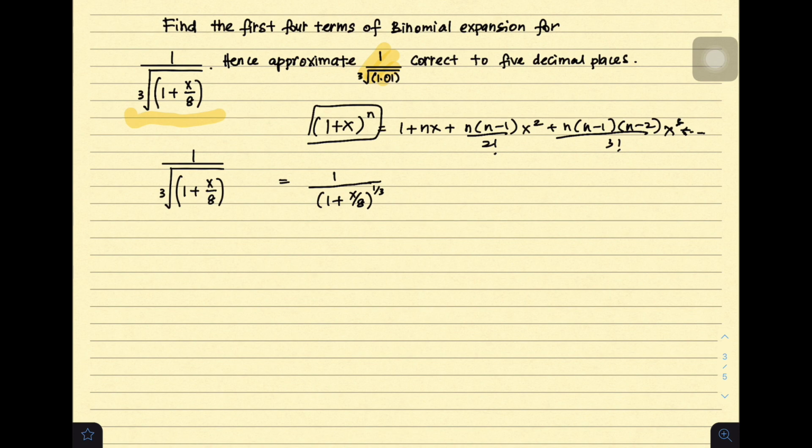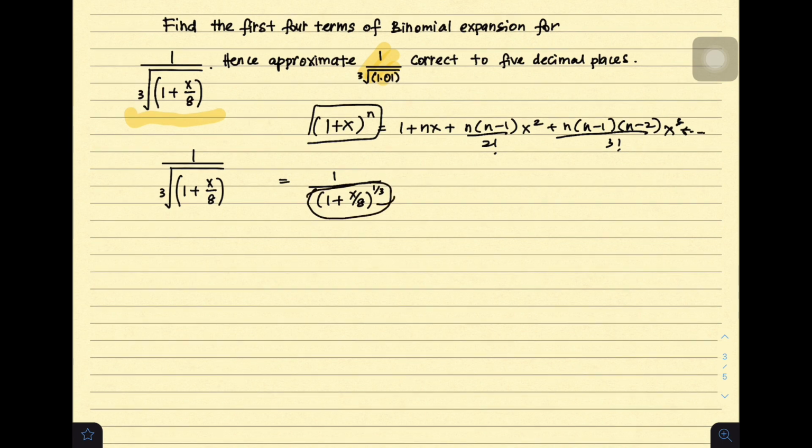Now, we cannot have the function as a denominator. So, kita kena bawa function ni naik atas. Okay, bila kita bawa function ni naik atas, automatic kuasa dia akan jadi negatif. So, apa yang kita ada adalah 1 plus x over 8 to the power of negative 1 over 3. So, now if you see, you already have in the form of this one, there is no problem at all. Okay, so now you have your x, kalau awak compare, x awak adalah x over 8. Your x is equal to x over 8 and the power n here is equal to negative 1 over 3.